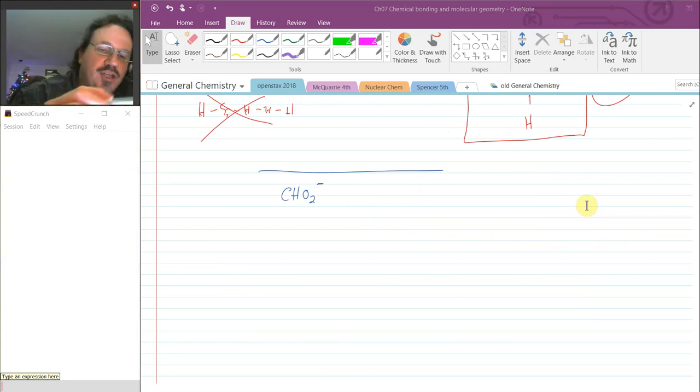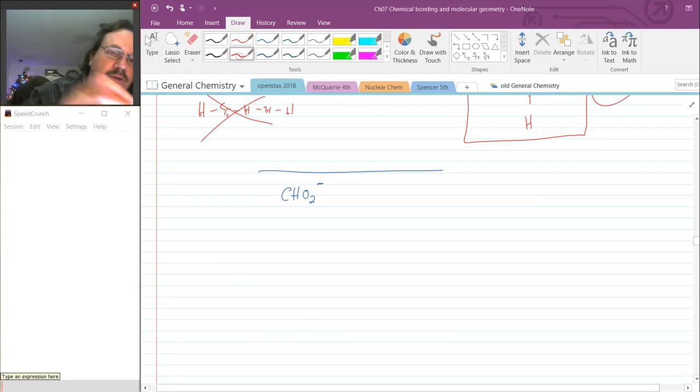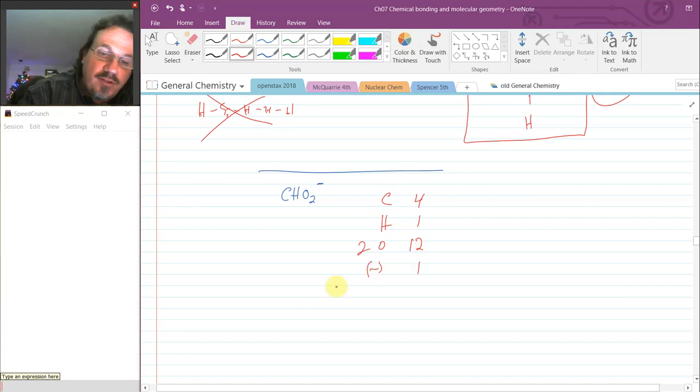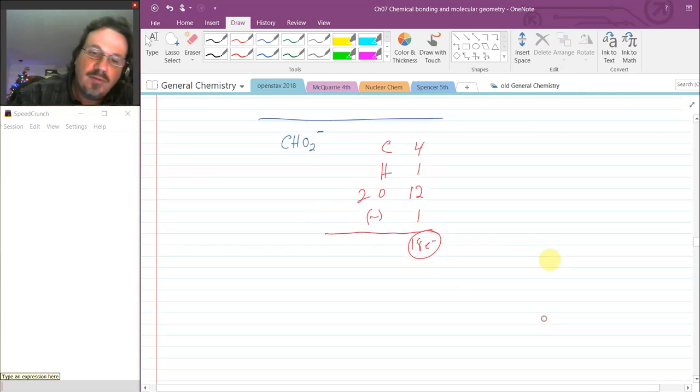Example, CHO2 minus. Okay, as usual, let's go through the steps. We've got a carbon with its 4 valence electrons. A hydrogen has 1. We've got 2 oxygens. That's in the 6th column over. So each one brings in 6. There's 2. That's 12. And then you got your minus charge. That's an extra electron. Can't forget that. Add that all up together. Looks like 18 electrons. So 18 electrons to work with here.